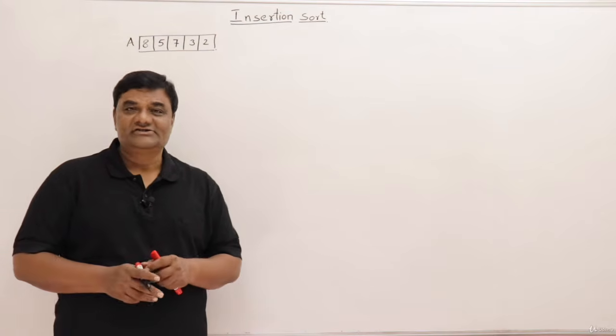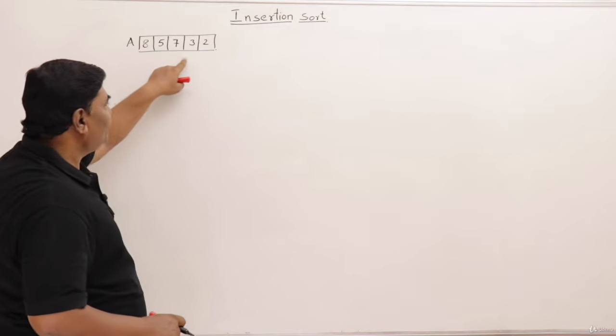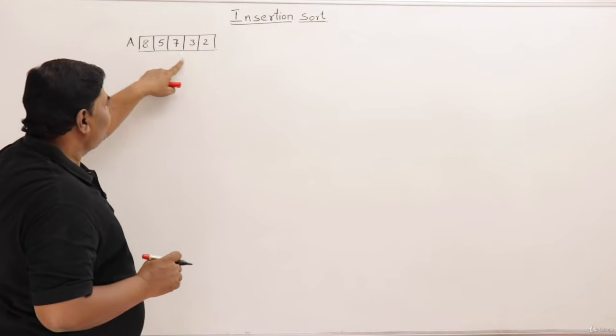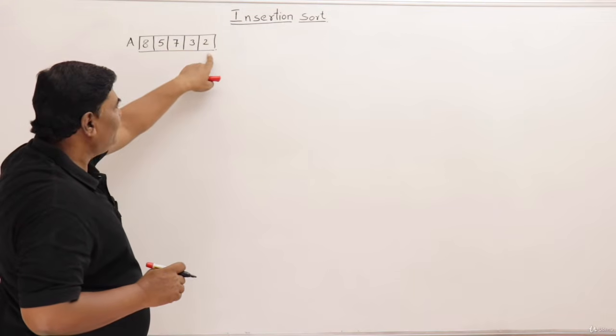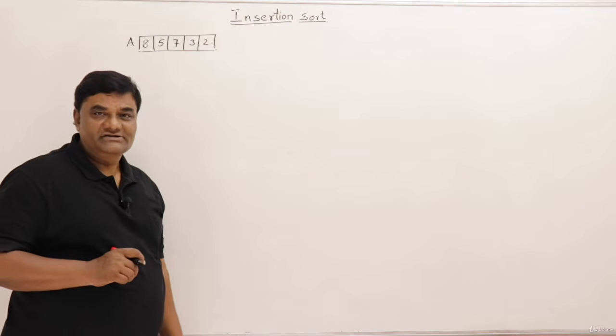Let us look at insertion sort. For explaining insertion sort, I have taken an array of elements. So 5 elements are there. To reduce board work, I have just avoided indices, and even they are not required. Let us perform insertion sort.